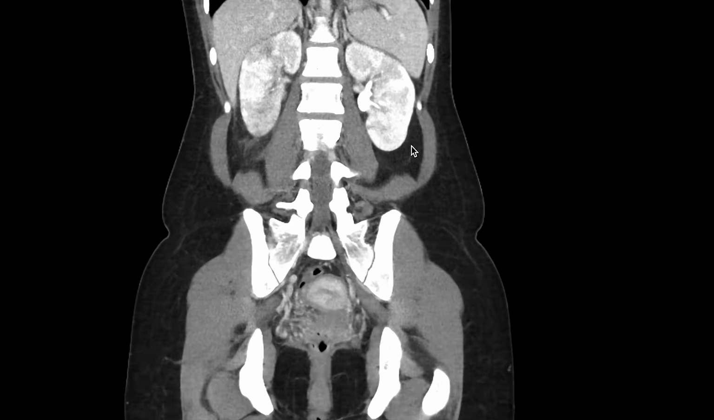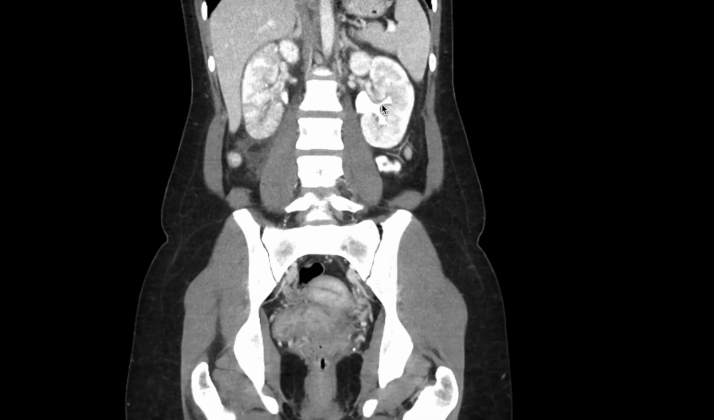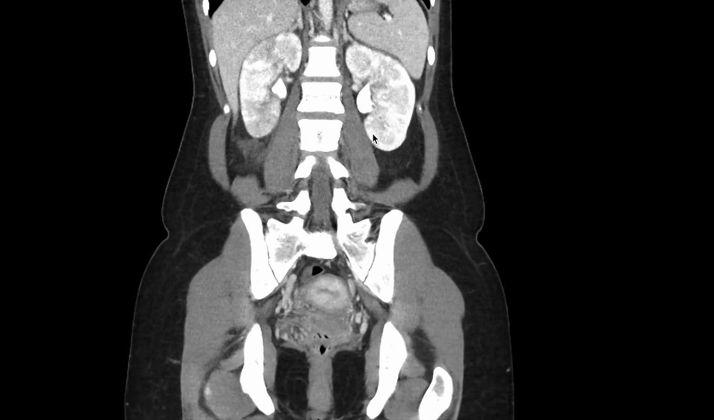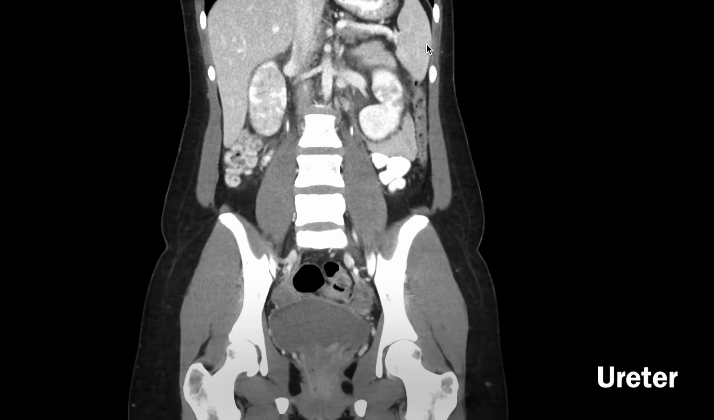These again are non-dilated collecting systems, but you can clearly and very nicely see contrast in these minor calyces here that drain into major calyces here, and multiple major calyces drain to become the renal pelvis here in the center, and the renal pelvis then drains into the ureter here.